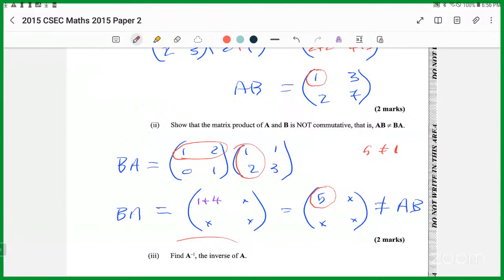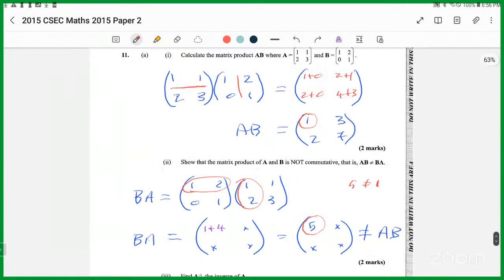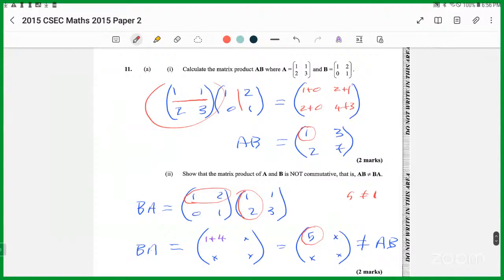Now they want the inverse of A, A to the minus 1. What is A again? A is this one. Let me just copy it down so I don't have to rewrite it. So this one is A.